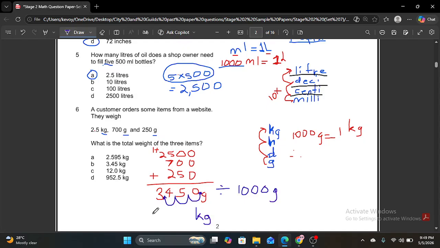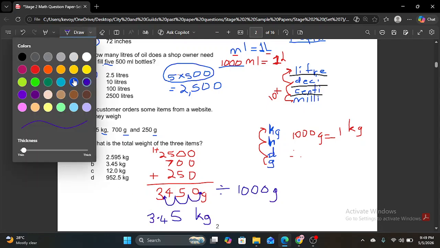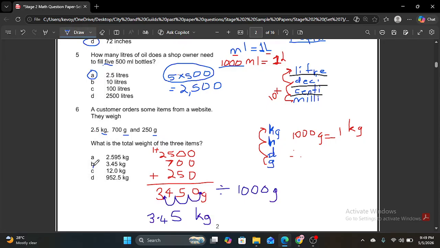So what's that answer? 3.45. We could put the 0, but we don't have to. So that's the kilograms. 3.45, and the answer is right there. Alright, moving right along.